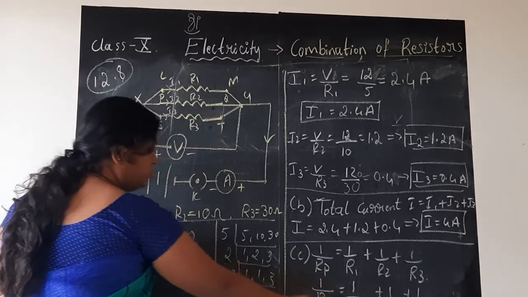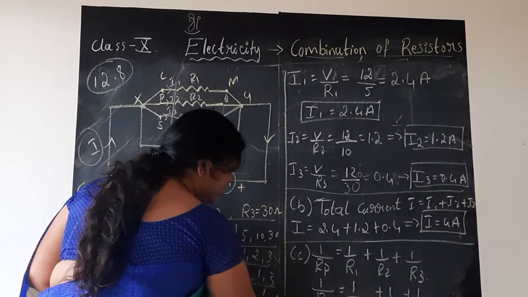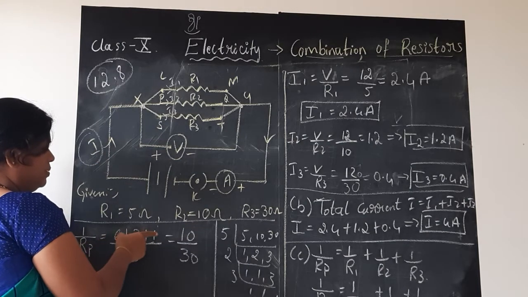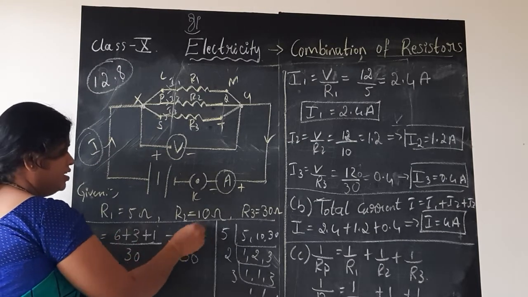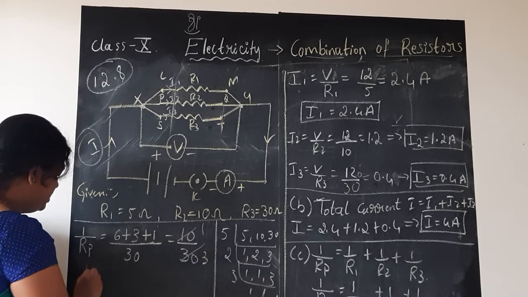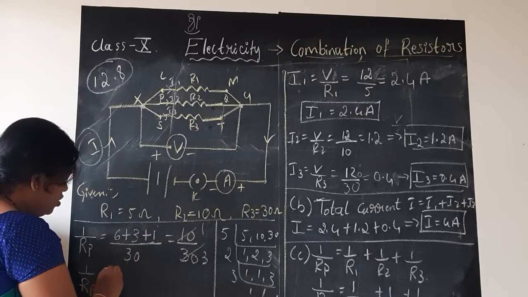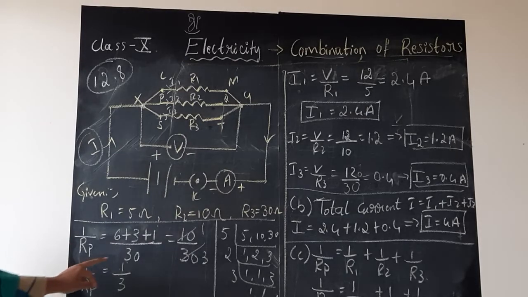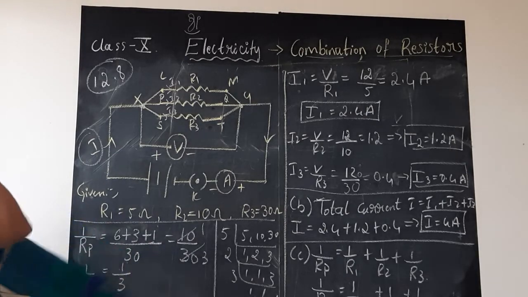Hope you understood how to do it with the LCM. If not, I will not repeat; you repeatedly watch the video. 6 plus 3 is 9, 9 plus 1 is 10, 10 divided by 30. 10 ones are 10, 10 threes are 30. Look here, children, one more new step I will teach you now. So 1 by Rp is 1 by 3 we got.